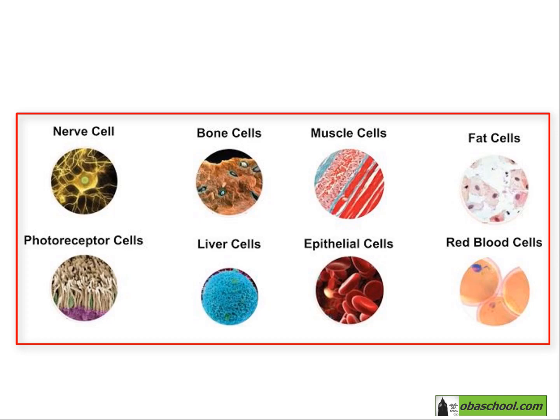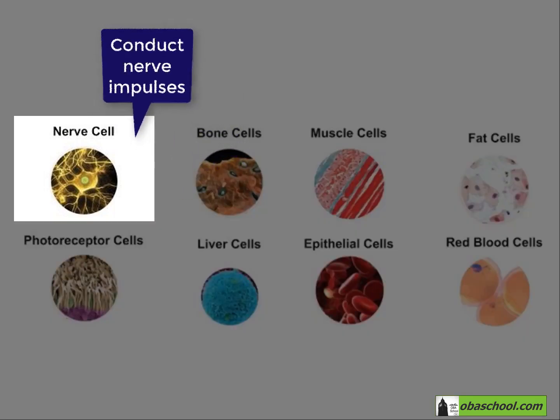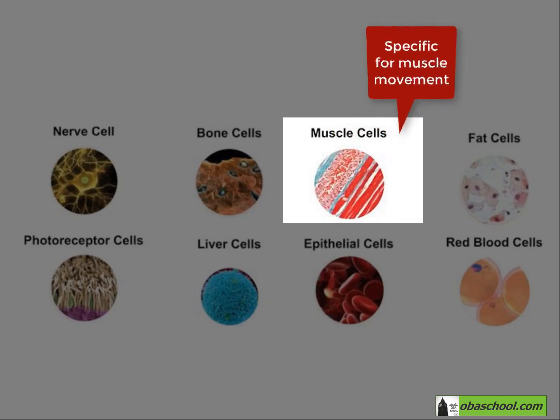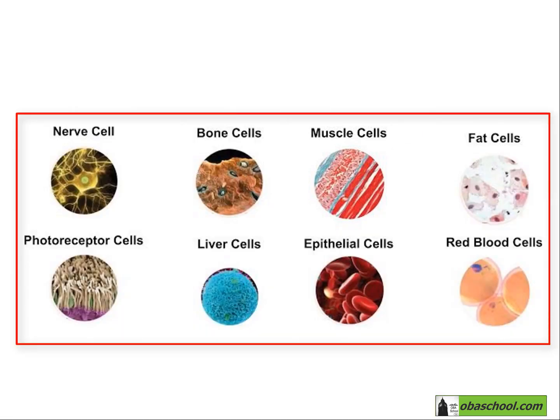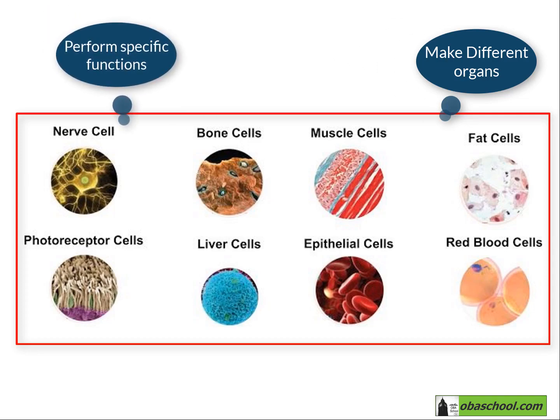For example, nerve cells are specialized to conduct nerve impulses. And similarly, muscle cells are specific for muscle movement. This ability of cells to perform specialized functions allows them to make different organs of the body and to perform specific functions.